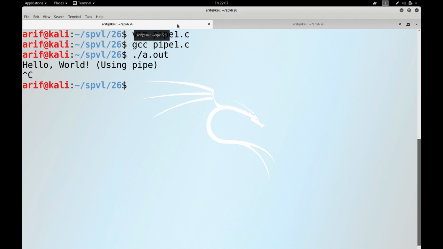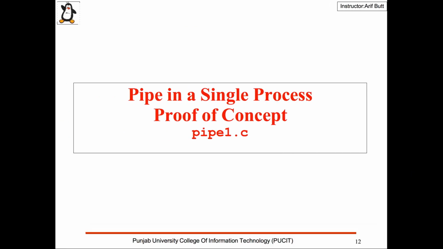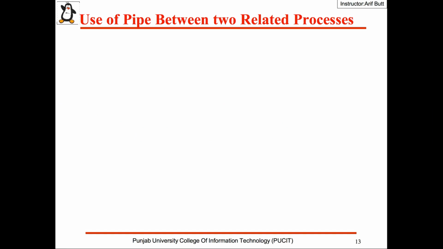Well, the use of pipe within a single process is almost useless. I've just shown this example being the simplest of all. Let us move back to the slides and now let us see how we can use a pipe between two related processes, parent and child. So this slide shows you an illustration showing that.